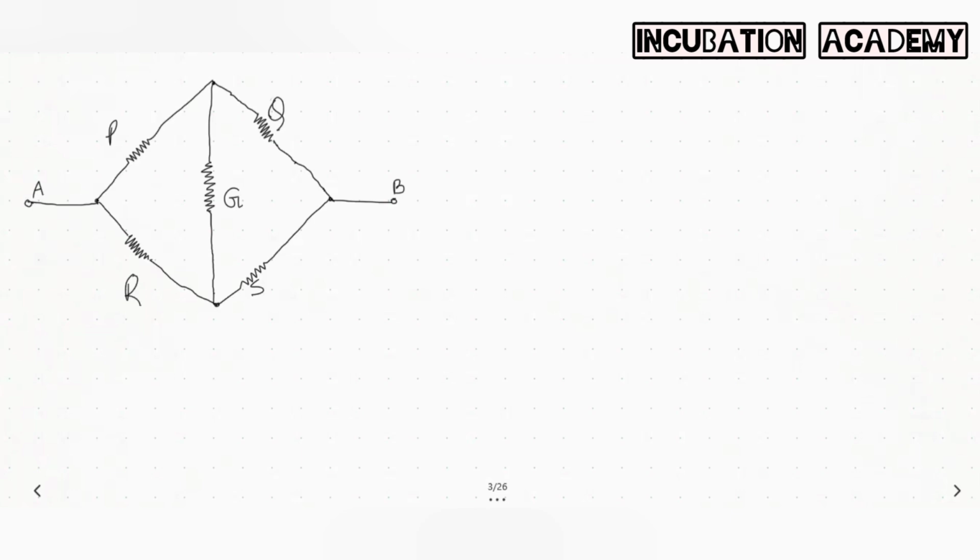In the null point condition, this G will not work. So in this particular case, we can write P by Q equal to R by S. So in this particular case, let us see whether this ratio is maintained or not.